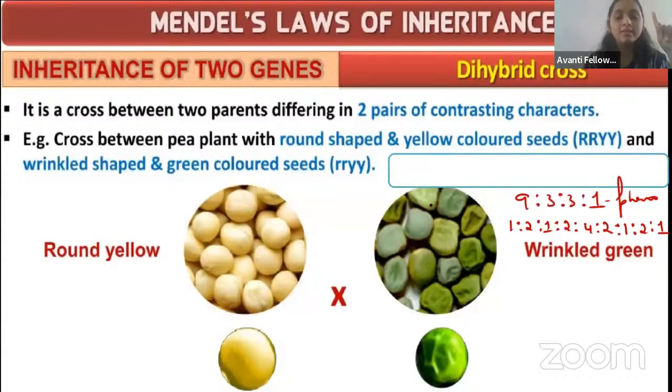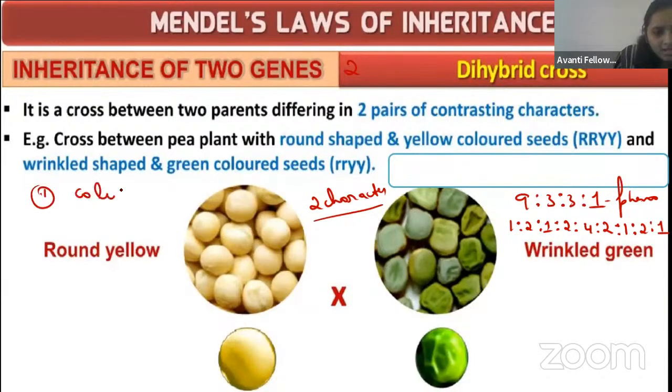Coming to the phenotypic ratio, that is 9:3:3:1. So in the dihybrid class, I am taking two characters. What are the two characters Mendel took here? One is seed color: yellow color and green color. And the yellow seed is having the round shape and the green seed is having the wrinkled shape. So he has taken two traits, right? One is the color and the second trait is the shape.